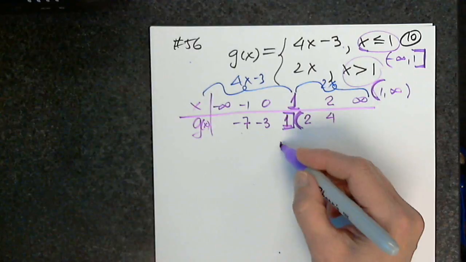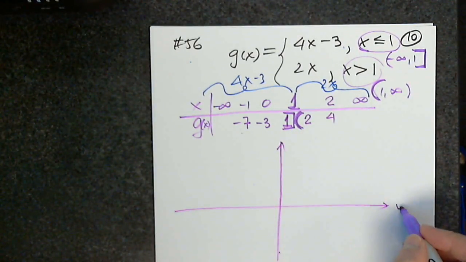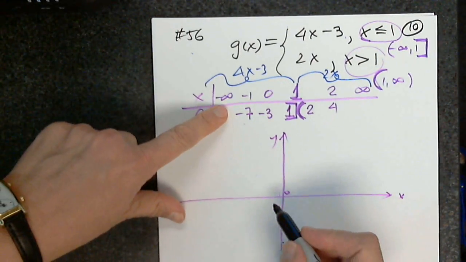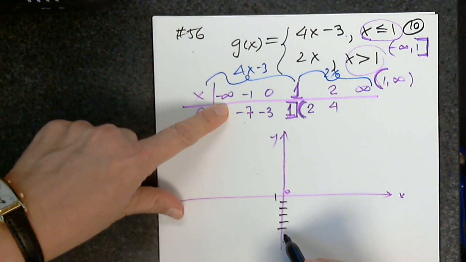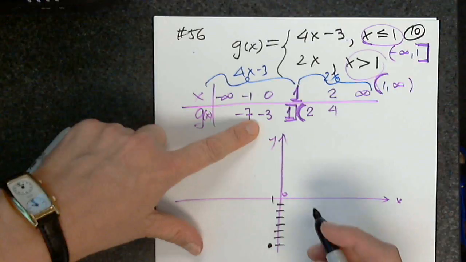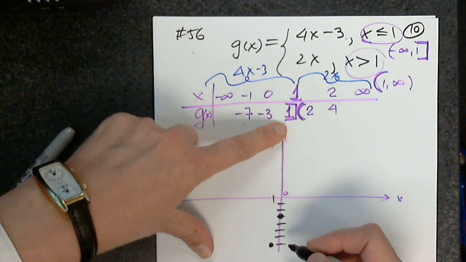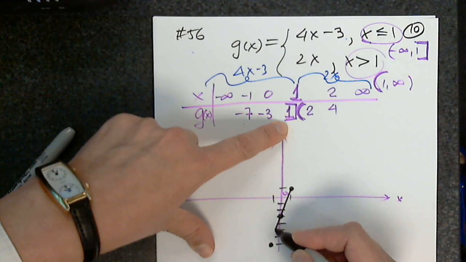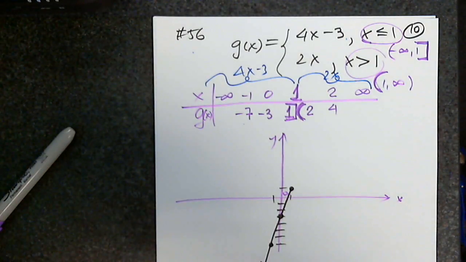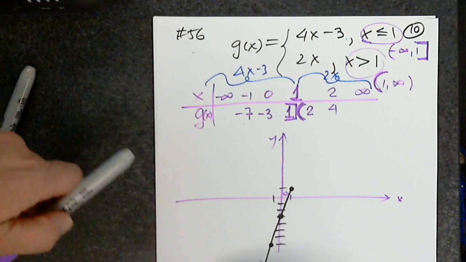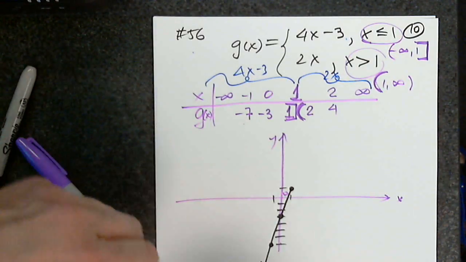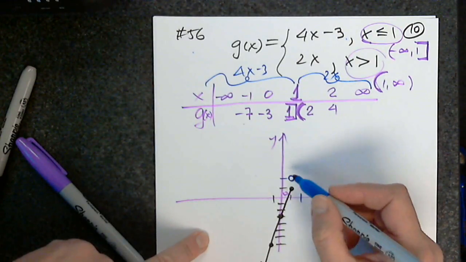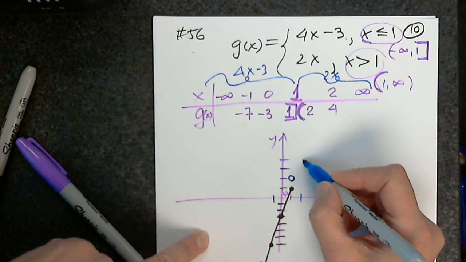So now let's plot. So, (-1, -7), (0, -3), (1, 1), a full point. Finish with the left branch. I cannot extend it anywhere else but to the left. Now, in the middle, I have (1, 2). It's an open point, and then (2, 4), which is a full point.